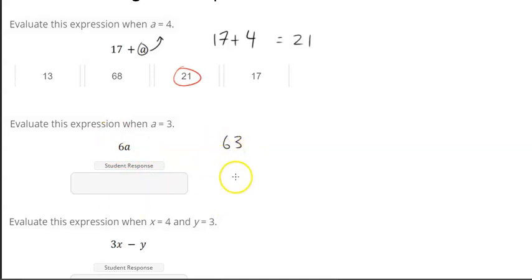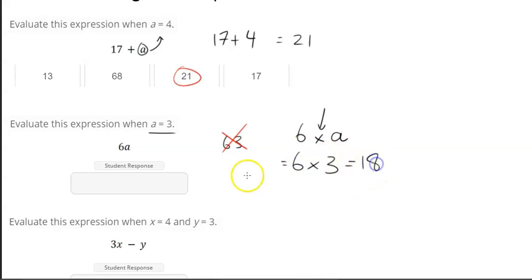This is a big misconception that I've seen many times in my years of teaching. Whenever there is a number in front of a letter, there's an invisible multiplication sign. And this is just because sometimes that multiplication sign can get mixed up with the letter x, so we just put them together. This just means 6 times a. And since we know a is equal to 3, this is just 6 times 3, which is 18. So our correct response is 18.